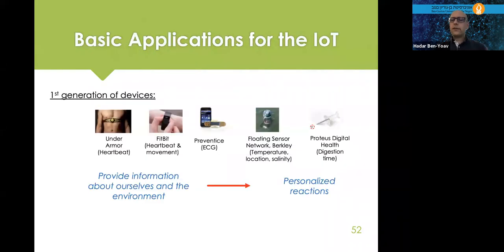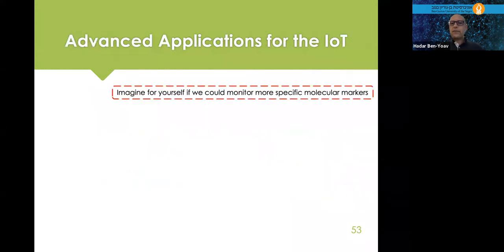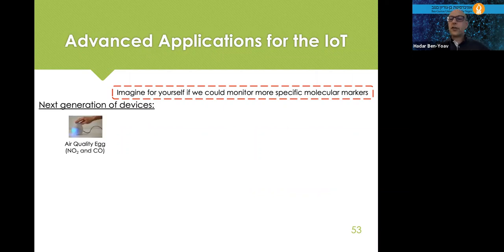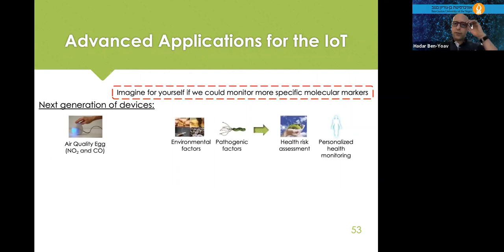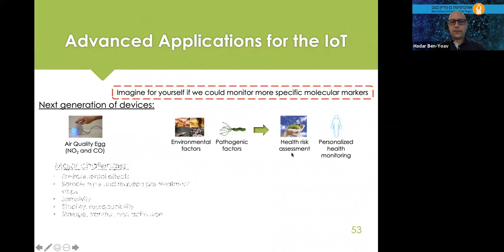Now imagine, if you have physical sensors measuring temperature, heartbeat, EKG, it would be better if you could have sensors that continuously measure molecular markers, not physiological ones. There are some examples for that in the environment, such as the air quality egg, which measures CO and NO2. But if we can measure molecules in the environment, such as pathogenic bacteria or environmental effects, and molecules that we saw until now that can be measured, such as white blood cells or medications, continuously in the body or on the body, and connect them together on the cloud through the Internet of Things, we can have more personalized health monitoring or health risk assessment of our environment and of ourselves.